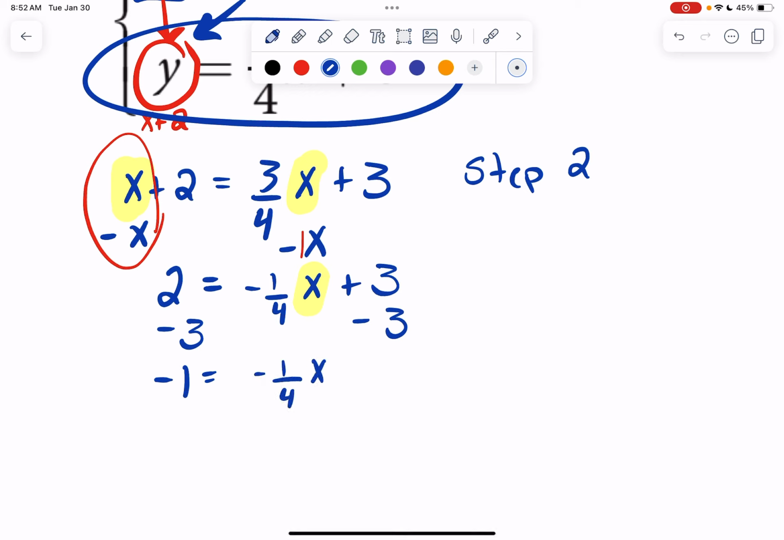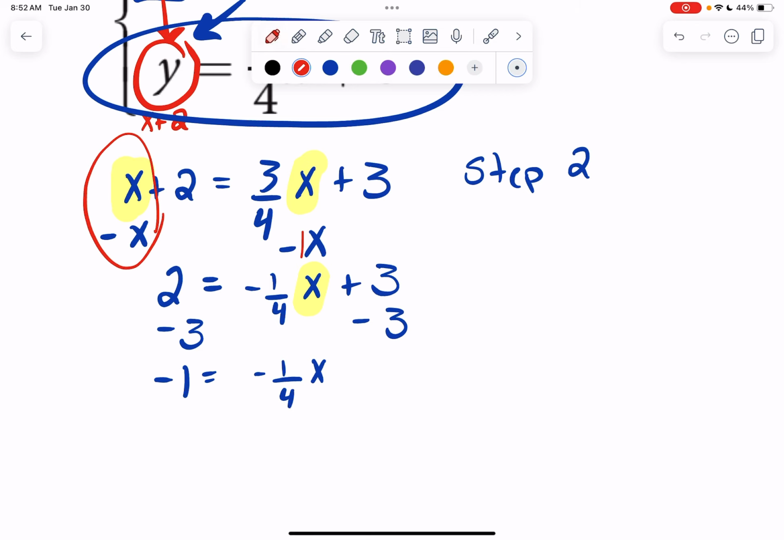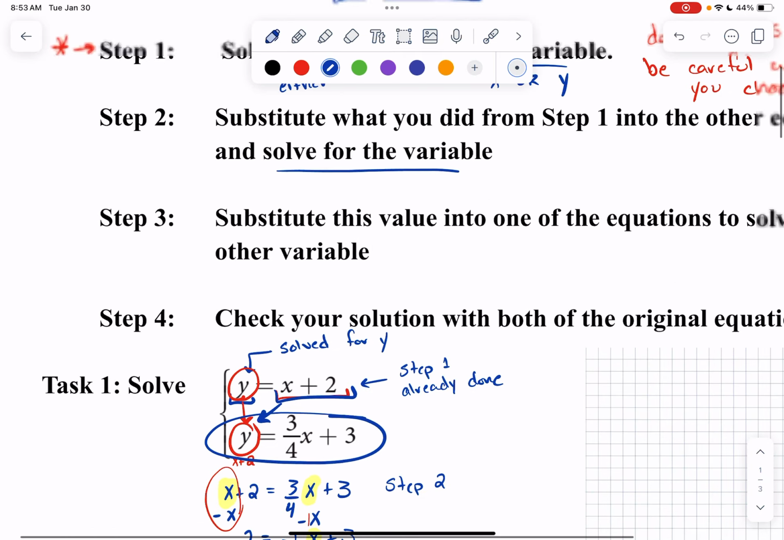Now I could take both sides and divide it by that 1/4, but dividing by fractions isn't very nice. If you remember, instead of dividing fractions, something we can do instead is multiply both sides by the reciprocal. So I'm going to multiply both sides by negative 4 over 1. So now when I multiply these two, I get positive 1, or just a positive x, equals, multiply over here, I get 4. So I now know my x is 4. So there I'm done with step 2.